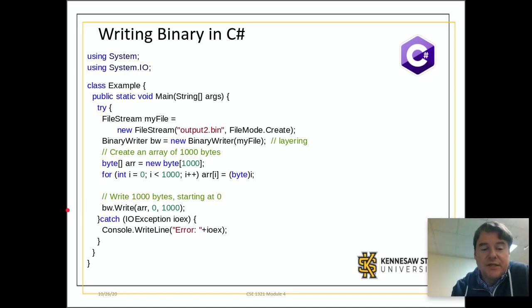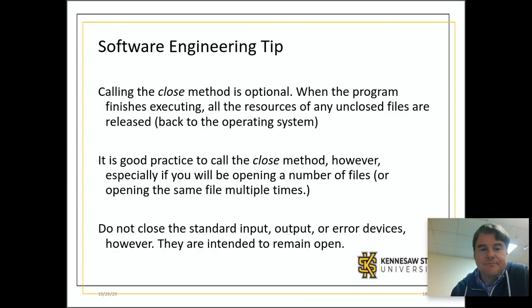So that happens with binary writer.write. We pass it the array and we tell it where we want to start and where we want to end. We want to end at cell 1000. All right. And if there's a problem with any of that, we catch the exception. So that's writing a binary file. Honestly, writing a binary file is the least common of those. You'll more often be dealing with text.